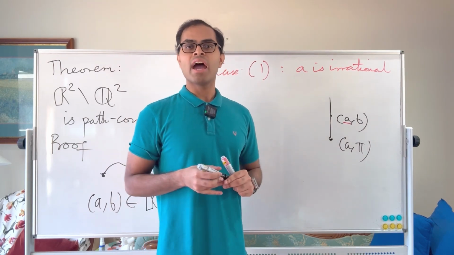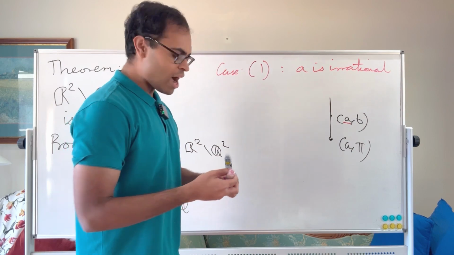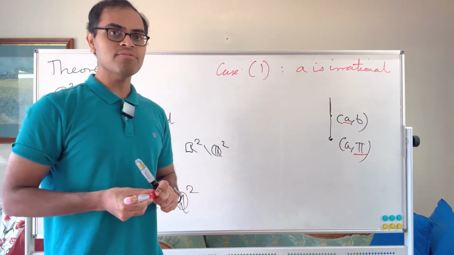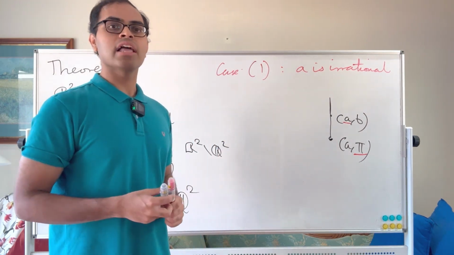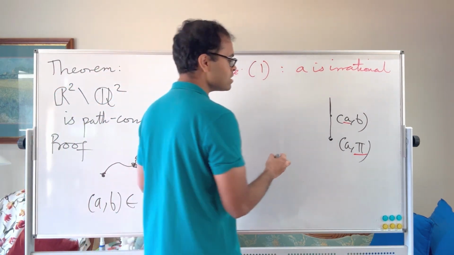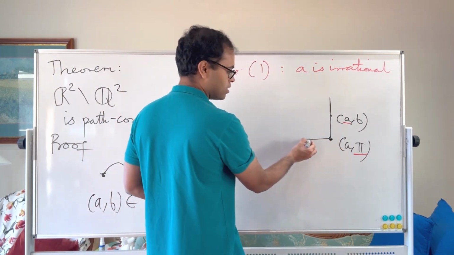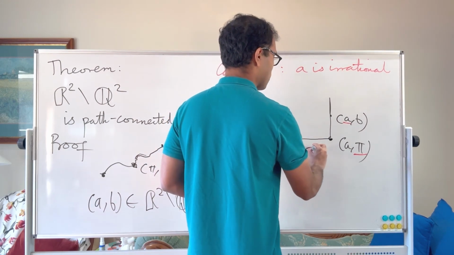That's fine. And now once we've connected to (a, pi), we can pivot with the pi. We now allow our a to vary, since pi is irrational, and a can now be connected to pi along a horizontal line. It doesn't matter if a is less than pi or a is greater than pi. If a is greater than pi, we go to the left, otherwise we go to the right, and we'd eventually connect to (pi, pi).